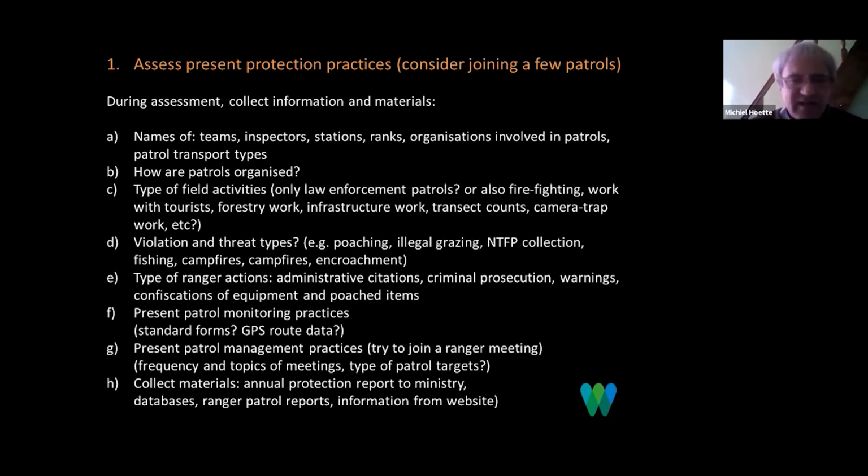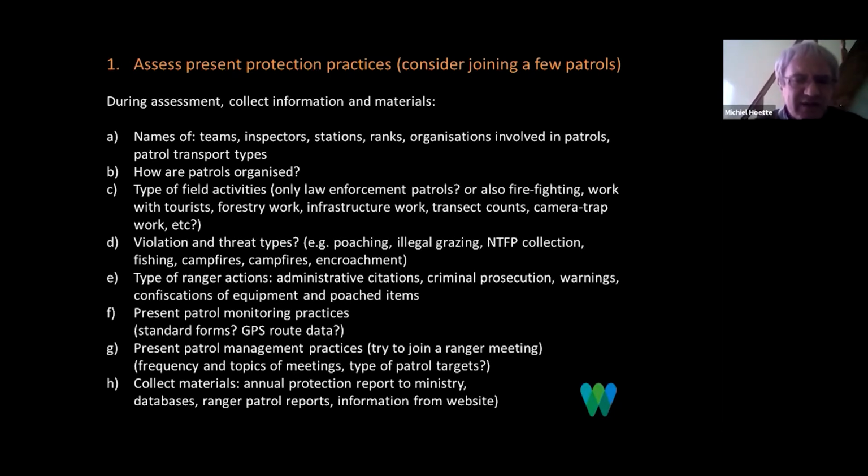And have a look, investigate how the management practices are. Usually there are meetings between the managers and their rangers. If possible, join a meeting and see what kind of topics are discussed and what kind of questions the managers ask. And that might give you some additional understanding of what would be good to include in the data model.